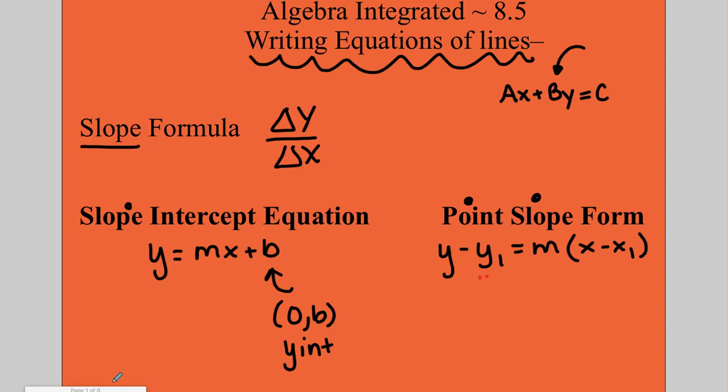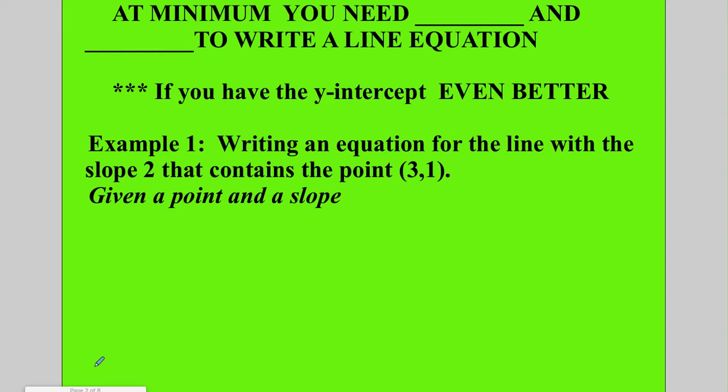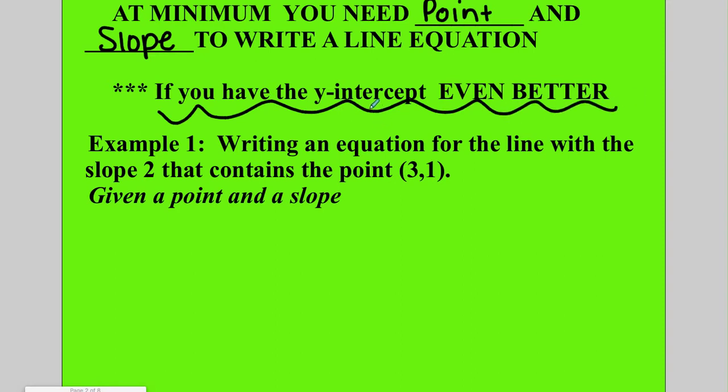All right, so let's talk about a couple of things. There are some minimums we need. I like having my minimums. At a minimum, to write an equation of a line, you need a point and a slope. If you have those two things, then you can write a line equation. If you have the y-intercept, that's even better because then you can jump right into slope-intercept. But again, we want to look very carefully for y-intercepts. We would be looking for (0, some y value). Okay, so we're only going to want to use slope-intercept if we see that.